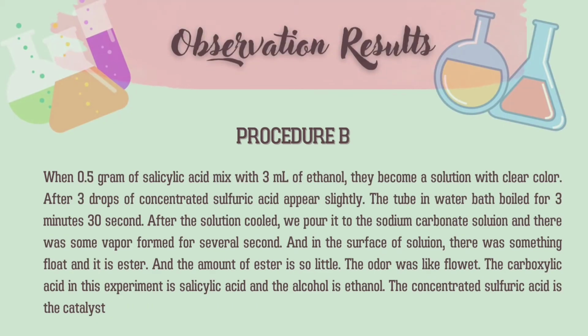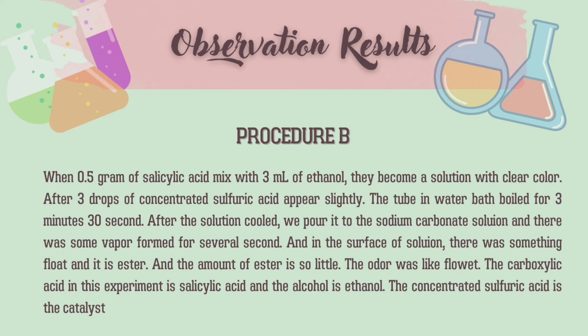The observation result from procedure B. When 0.5 gram of salicylic acid mixed with 3 ml of ethanol, they become a solution with clear color. After 3 drops of concentrated sulfuric acid were added to the tube, the white color of sulfuric acid appears slightly. The tube in the water bath boiled for 3 minutes 30 seconds.